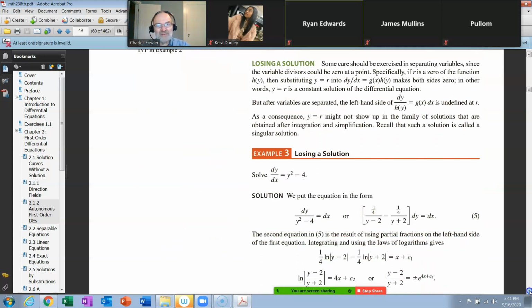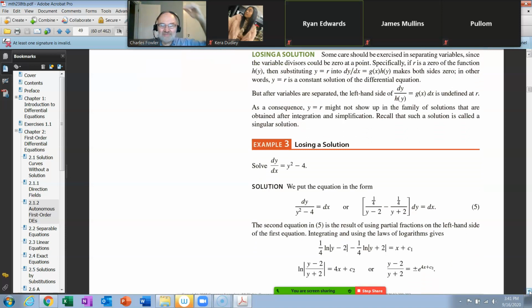Now, strange sort of subtopic here. Losing a solution. Be careful, we don't want you to lose any solutions here. Some care should be exercised in separating variables, since the variable divisors could, and this is what I was saying before, could be 0 at some point.